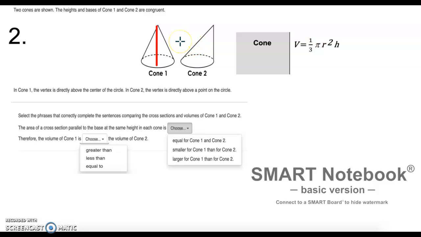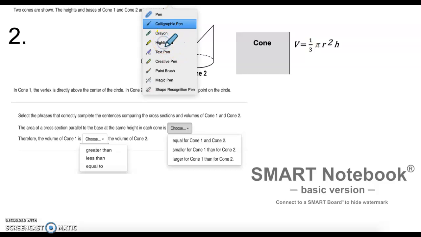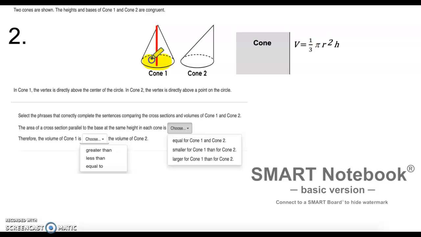We also know that the bases are congruent. So the base of the cone is the circle here. If the bases are congruent, that means that this yellow circle in cone 1 and the yellow circle in cone 2 are the same size. So they have all of the same dimensions.